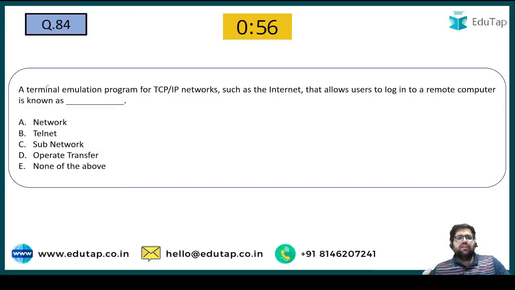The terminal evaluation of program of TCP and IP network such as internet that allow users. Now you have to select that option which allows different users who are sitting on different remote computers. For example, if one is sitting in Australia and another in India, then how that person who is sitting in India can access his system which is in Australia or network which is in Australia.